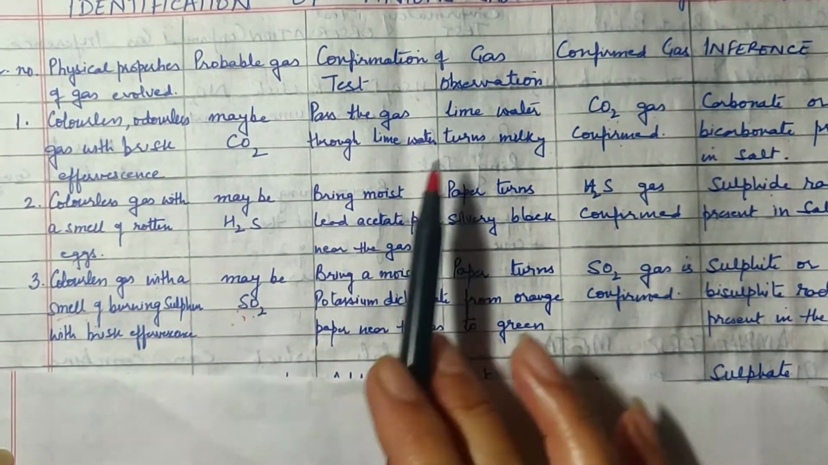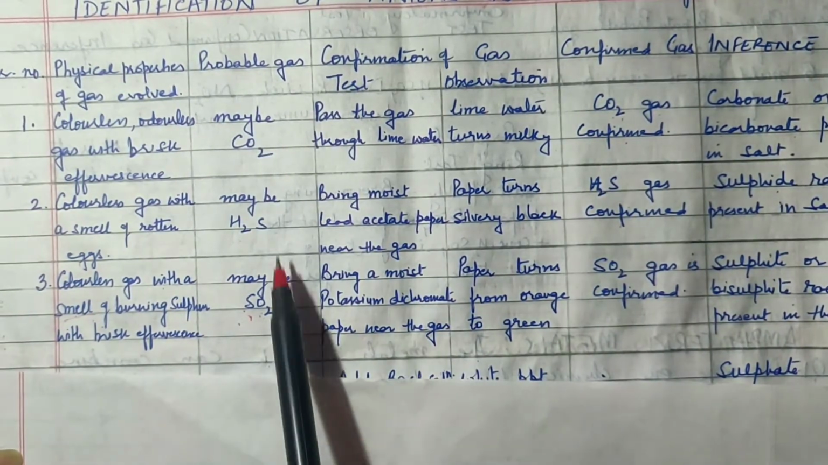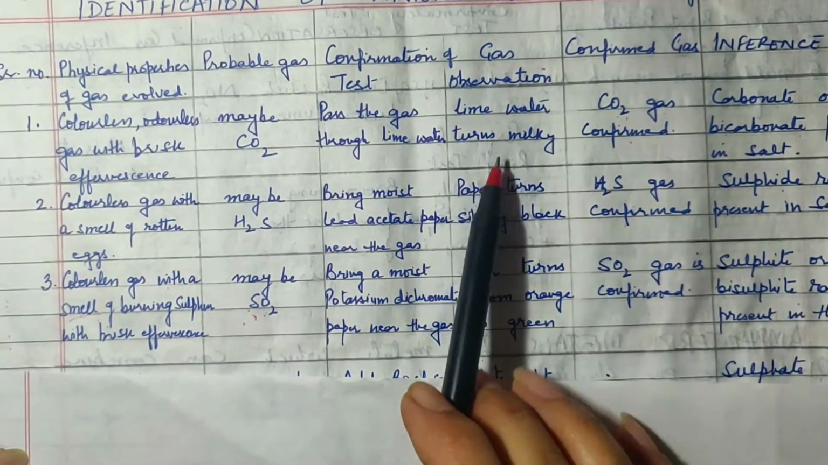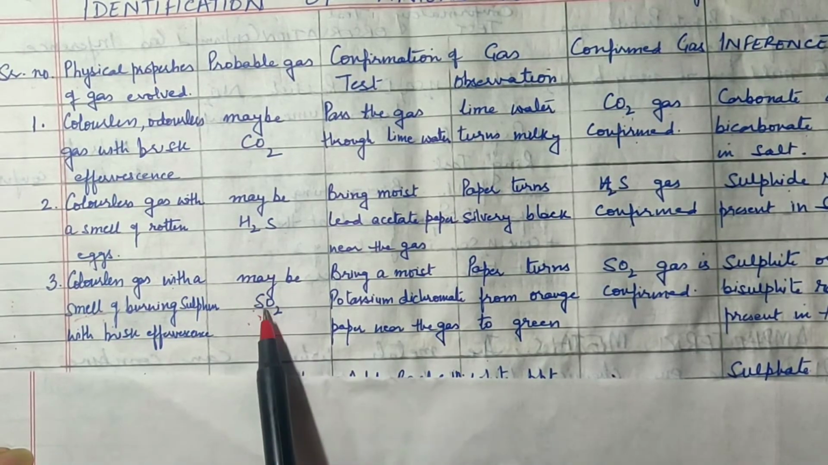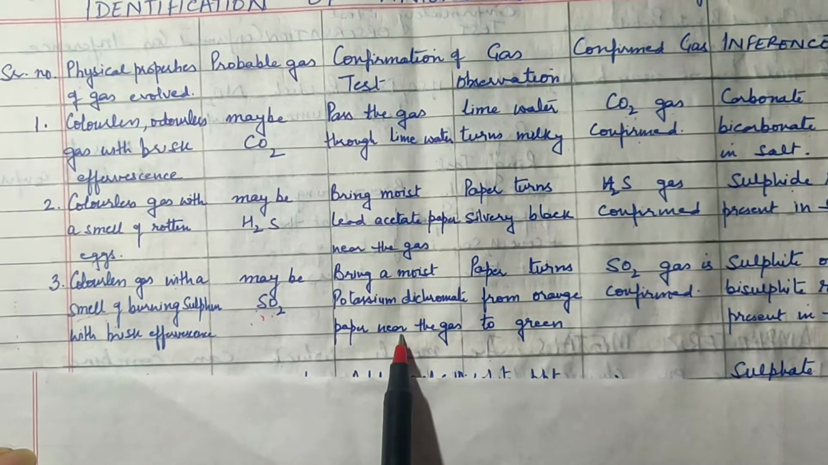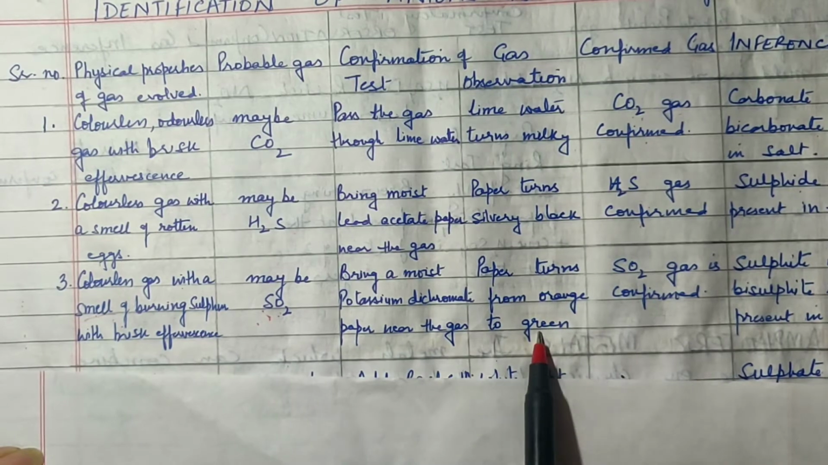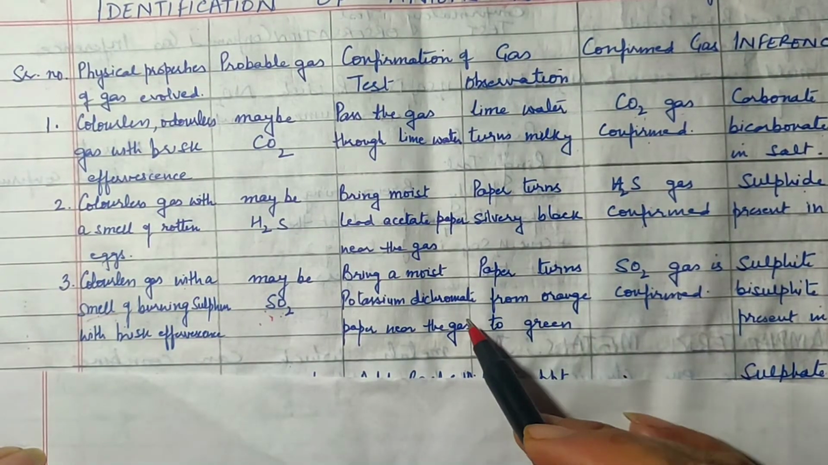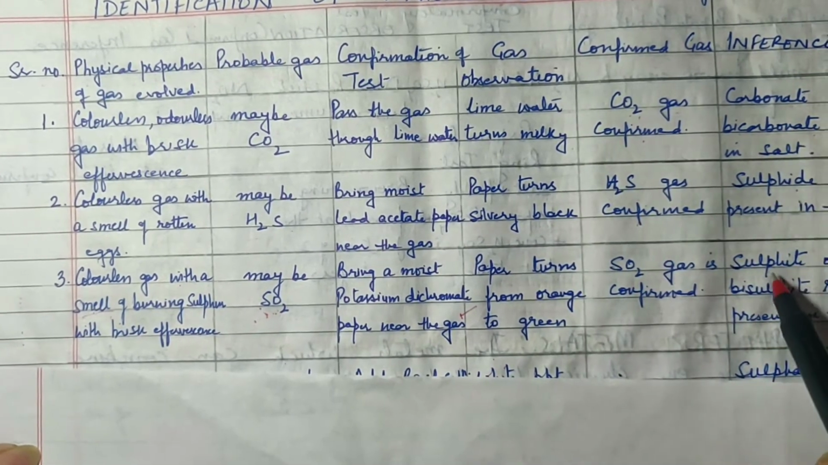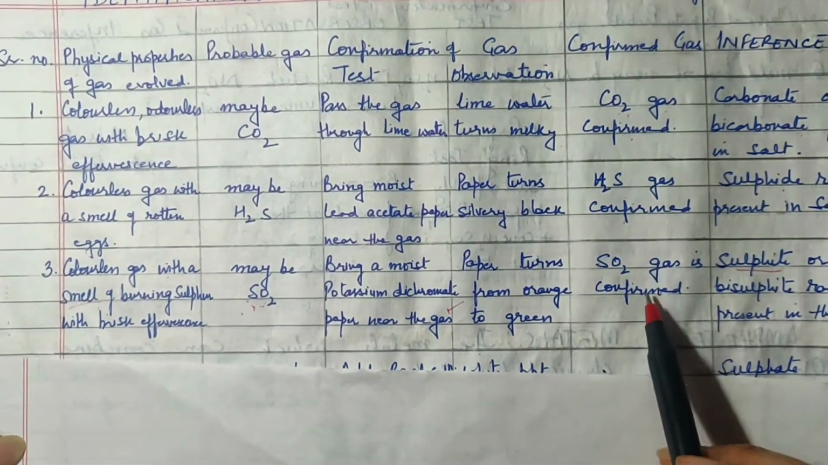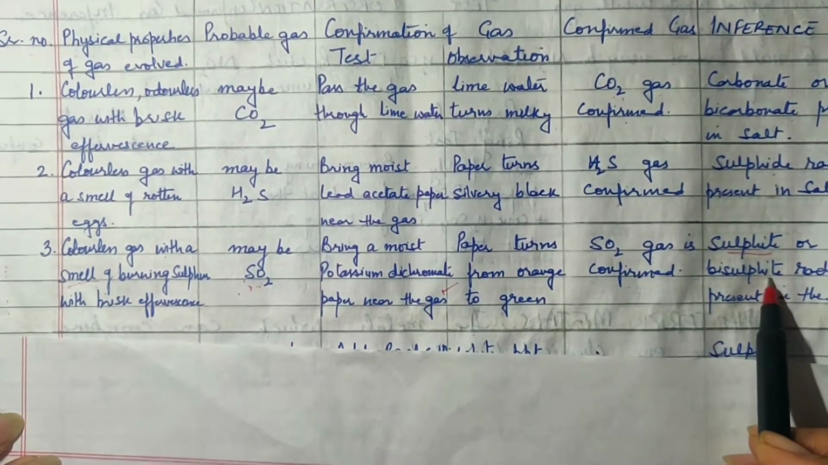Now this gas also turns lime water milky. Mind it, if you are asked to distinguish between carbonate and sulfite, or carbon dioxide and sulfur dioxide, don't ever mention lime water turning milky. Both the gases turn lime water milky. So there is one test. You bring a moist potassium dichromate paper near the gas. Only sulfur dioxide will turn it from orange to green. Carbon dioxide will not do this. So you will use this test to distinguish between carbon dioxide and sulfur dioxide, or between carbonate and sulfite. If SO2 gas is confirmed, then definitely the salt is either a sulfite salt or a bisulfite salt.